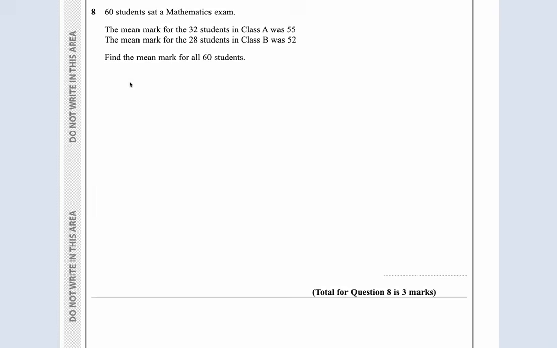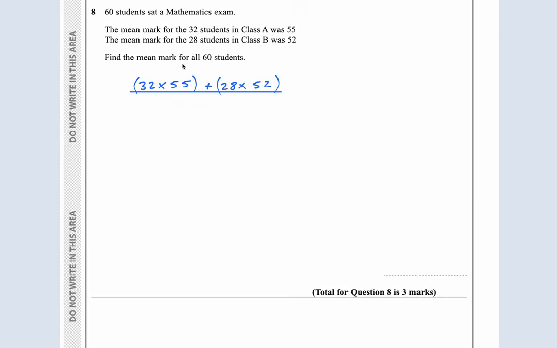So what we do is we say, right, 32 students, mean was 55. So we say, okay, let's just assume they all got 55. That's the total for class A. And then we do the same for class B. 28 times 52. That's the total for class B. You don't need the brackets there, guys, but it looks better, and you're less likely to make a mistake.